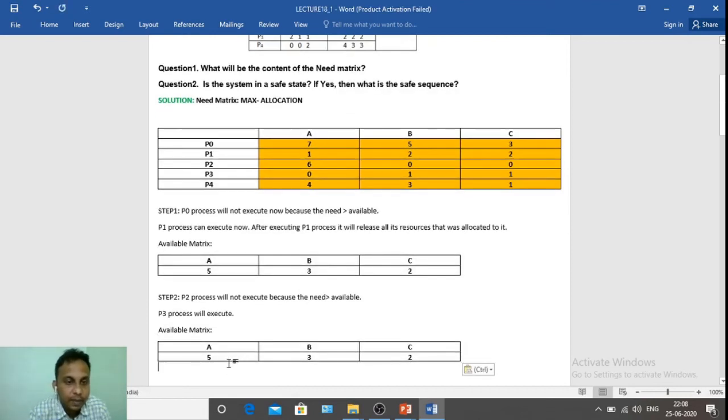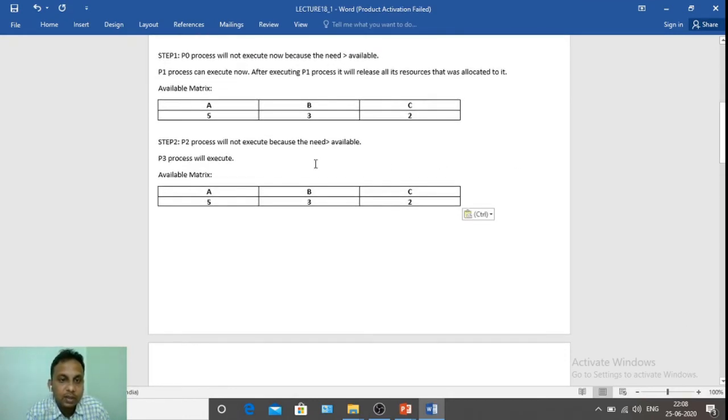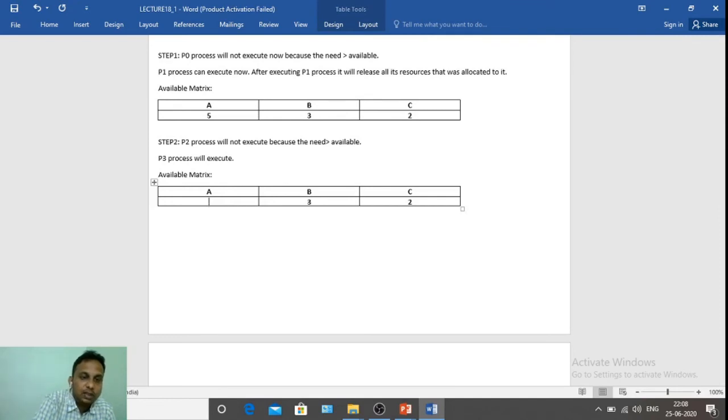So the new available matrix: what are the resources for P3? That is 211. So 211 will be added with this 532. So 5 plus 2 is 7, 3 plus 1 is 4, and 2 plus 1 is 3. Okay. So this is our new available matrix. Now next, step 3.